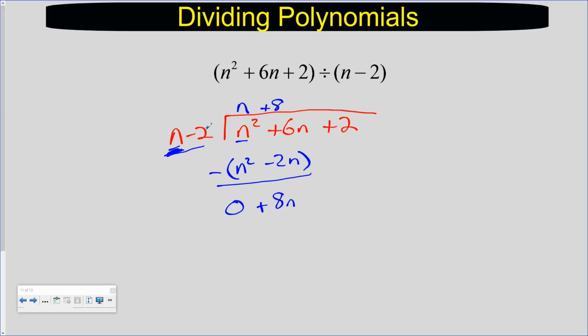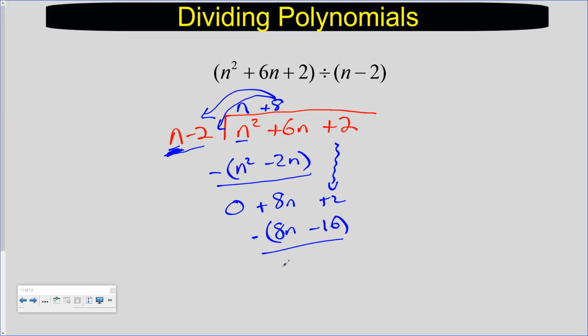I'm going to go back and multiply it out. 8 times n. Well, before I do that, let's bring down our 2 here. There we go. Now I'm going to multiply by 8. N times 8 is 8n. N times negative 2, negative 16. Okay. Subtract.